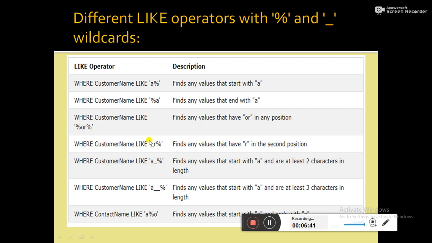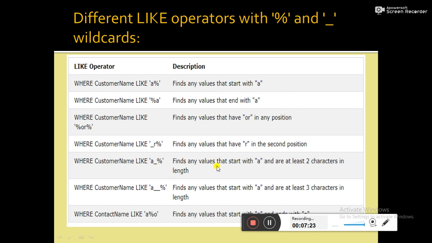So the underscore sign at the beginning of that expression means this is the first character, and it may be anything. Then R is the second character, and after R the percentage sign means any number of characters may be there. Again, the underscore sign represents a single character. As it is at the beginning of the expression, it is the first character and may be anything. Then R is the second character. After R there is a percentage sign, which means any number of characters may be there.